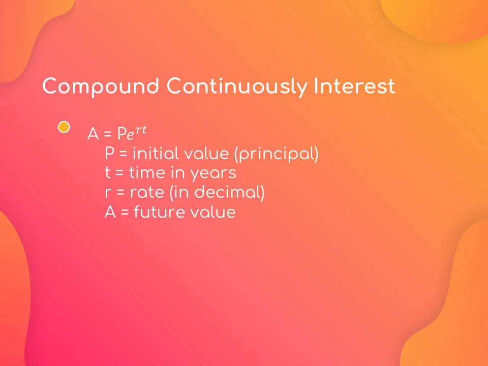And the way that you figure that out is, you see that E, this is where it comes in. I just call it PERT. It's the principal times E raised to the RT. So this time there's no N because it's continuous, which means it can't be done a number of times a year. It's just continuous, okay? So it's still the same initial value, still T for time in years, still the rate has to be in decimal. The only difference is this is E to the RT. So this, in comparison to the other ones, will always be the most amount of money earned.